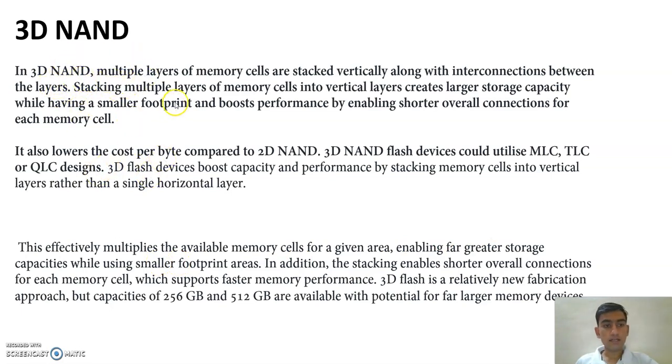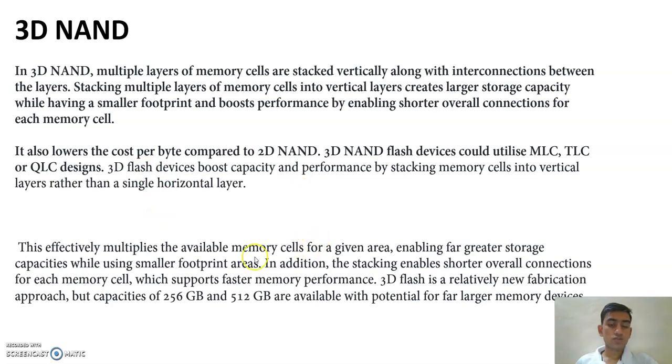In 3D NAND, multiple layers of memory cells are stacked vertically along with interconnections between the layers. Stacking multiple layers of memory cells vertically creates a large storage capacity while having a smaller footprint, boosts the performance and enables overall connection from the memory cells. It also lowers the cost per byte compared to 2D NAND. 3D NAND flash devices could utilize MLC, TLC or QLC design.